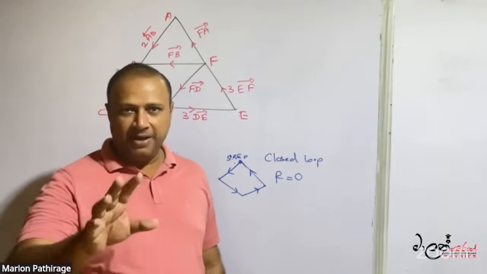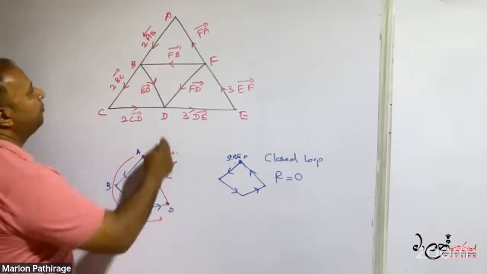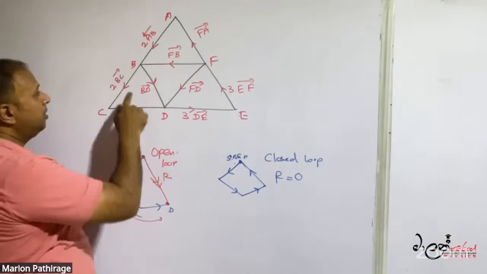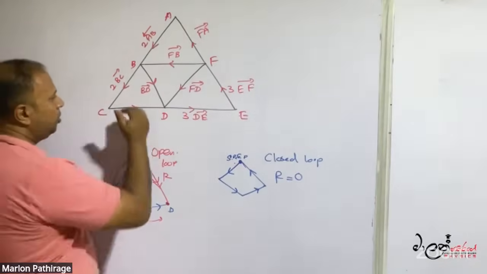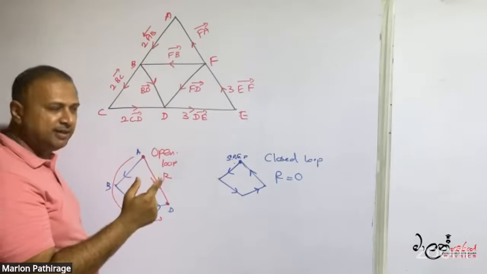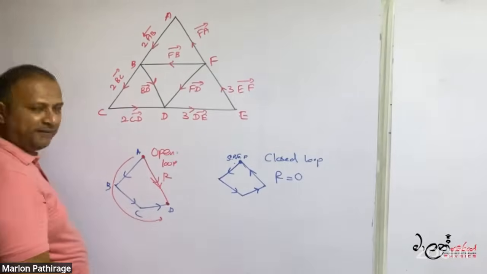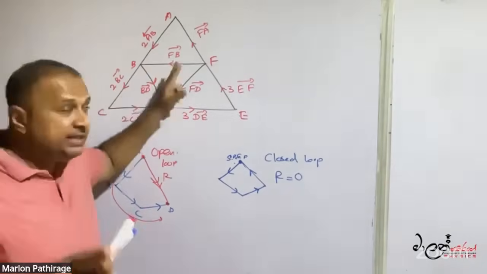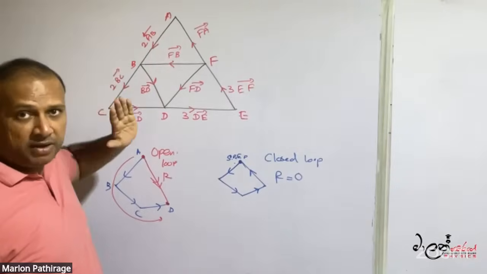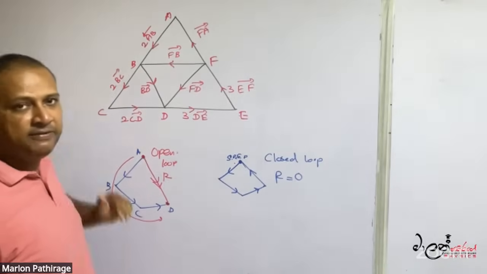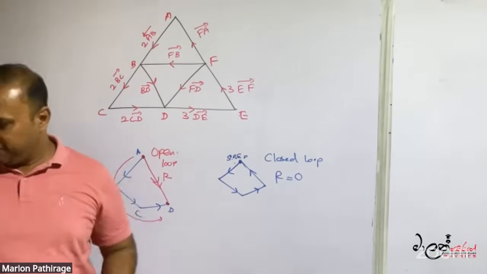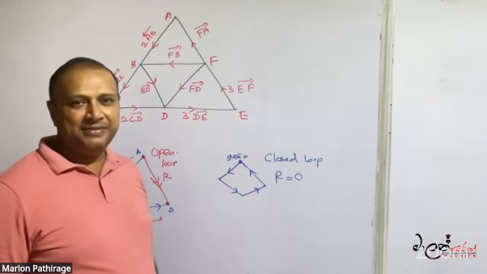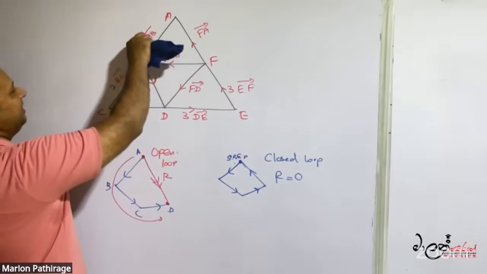But remember, from A to B, there are two AB vectors. From B to C, there are two BC vectors. From C to D, there are two CD vectors. Here, there are three DE vectors. Therefore, in this closed loop, other than the AB vector, there is another AB vector, and other than the BC vector, there is another BC vector. Therefore, we have to consider that. Then I will do something like this.